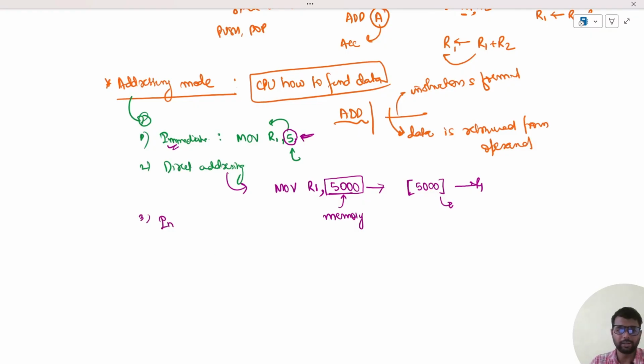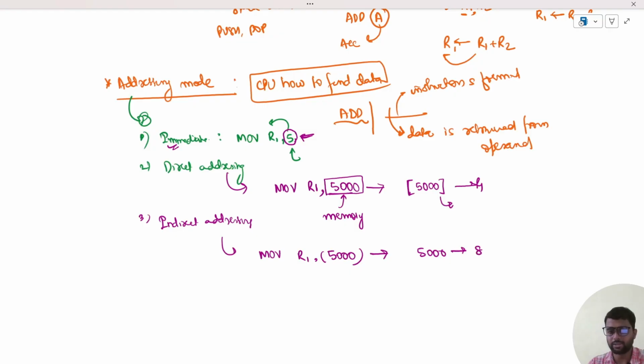Number three is indirect. In indirect addressing, like move R1, instead of this 5,000, we are giving an indirect reference. That means you go to the memory location 5,000, and there you have another address. What is stored at 5,000 is not the data, but the address. Now at that address you go and you will find the data.